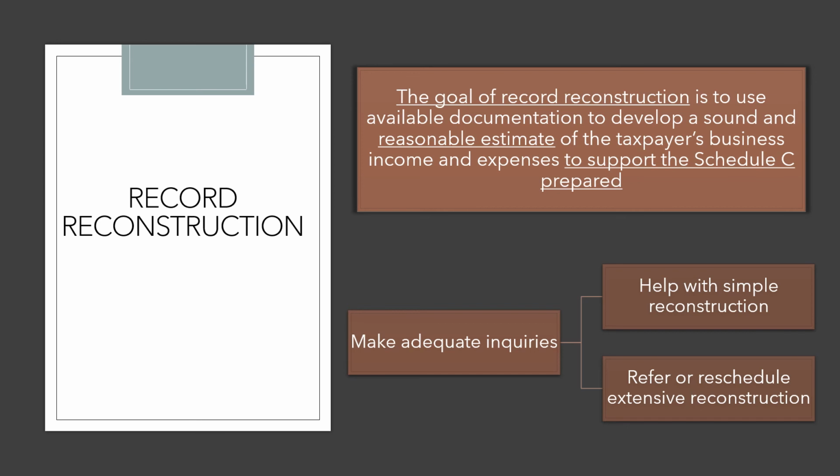So our job as volunteers is to make adequate inquiries. If they come in and they just don't have any records and they're just saying round numbers, we talked about that in our business income lesson 1, that's kind of a red flag return for us. And so we really want to be probing to see, well, do you have any record of that? That's a round number. It's kind of unusual. Can you talk to me about how you charge your customers?